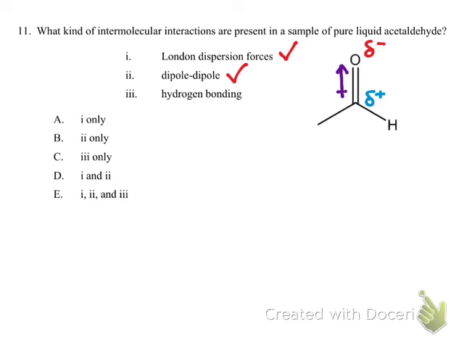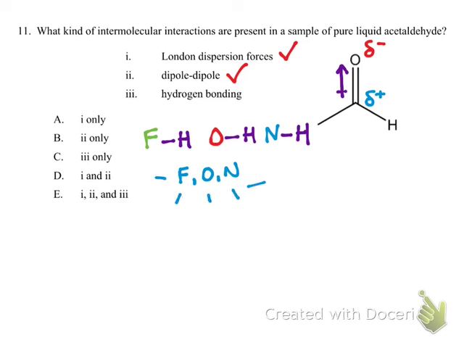Finally, hydrogen bonding. To have hydrogen bonding, remember we need one of three things. Either a hydrogen bonded to a fluorine, or a hydrogen bonded to an oxygen, or a hydrogen bonded to a nitrogen. So it needs to be a hydrogen bonded to a fluorine, an oxygen, or a nitrogen. I like to think of it as hydrogen bonding is fun. Anywho, does this molecule have that?